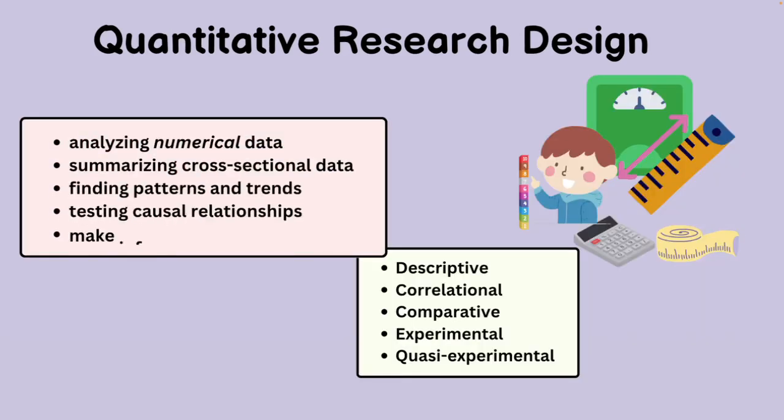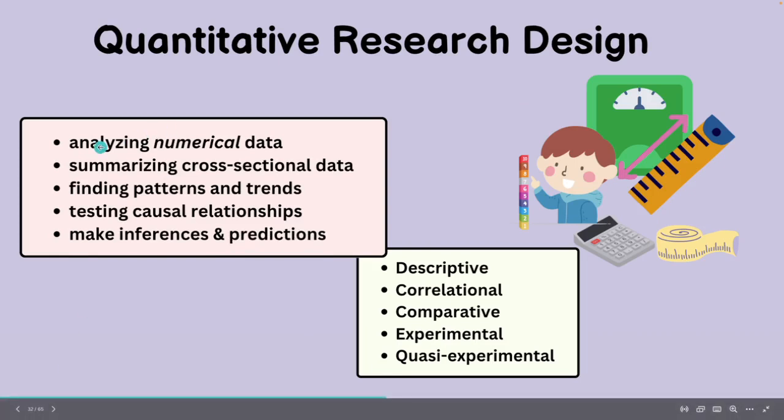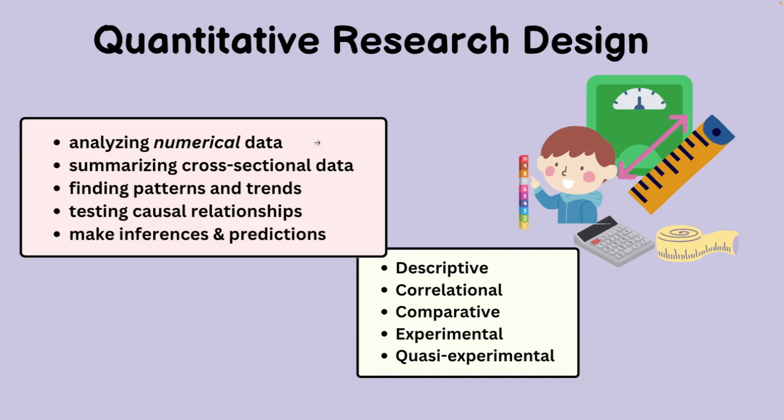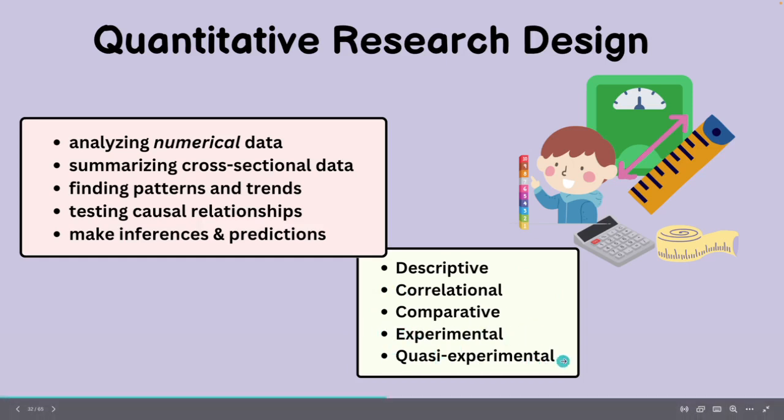The quantitative research designs are numerical, and use and analyze numerical data. It will summarize cross-sectional data or find patterns or trends in the data or test relationships in the data, or you can use the analysis to make inferences and predictions from the data to the general population. And so the different types of quantitative research designs are descriptive, correlational, comparative, experimental, or quasi experimental.